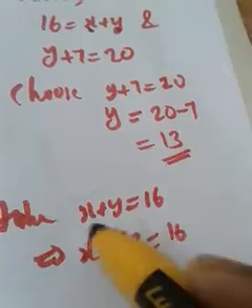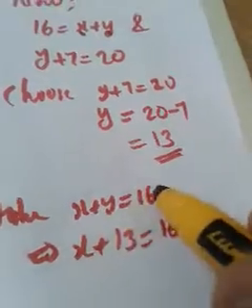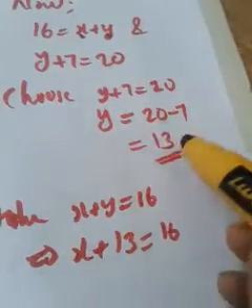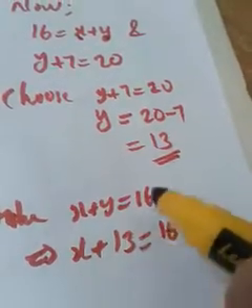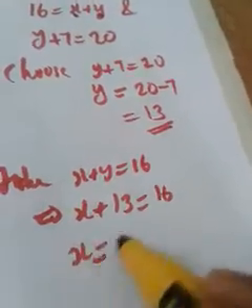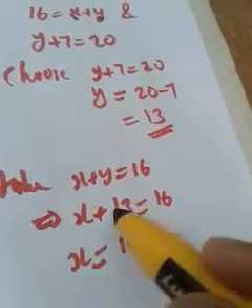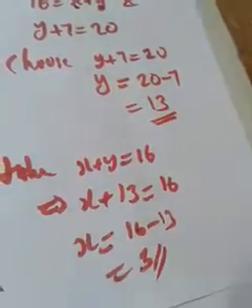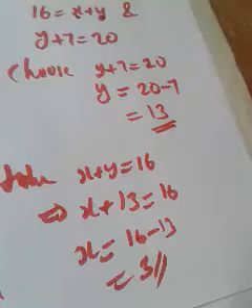In the expression x plus y is equal to 16, x stays as it is. Instead of y you can write 13, because we got the value of y as 13. So x plus y is equal to 16 becomes x plus 13 is equal to 16. Then what is the value of x? 16, right side as it is. Take this plus 13 to the right side, it becomes minus 13. 16 minus 13 will be 3. So we got the value of x and y.